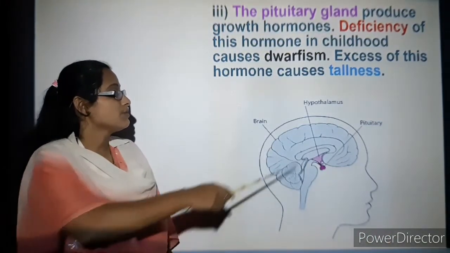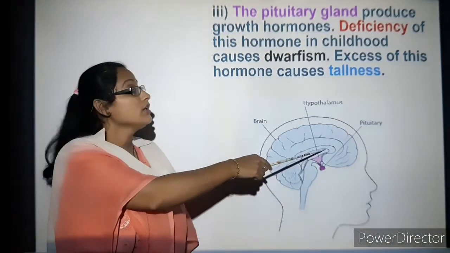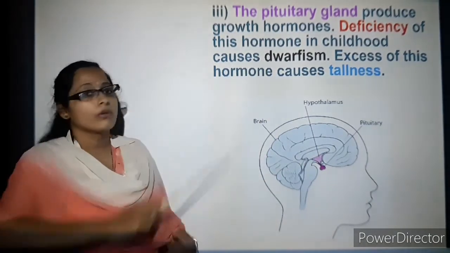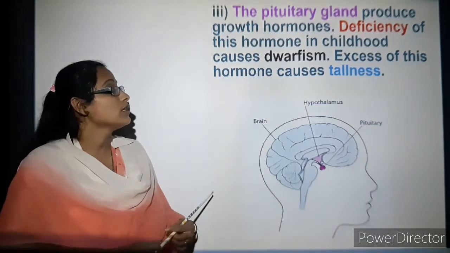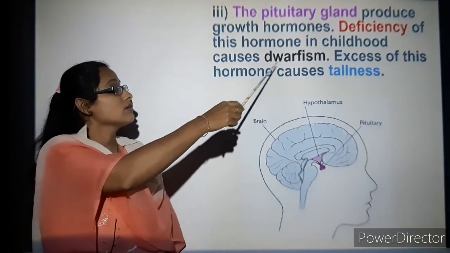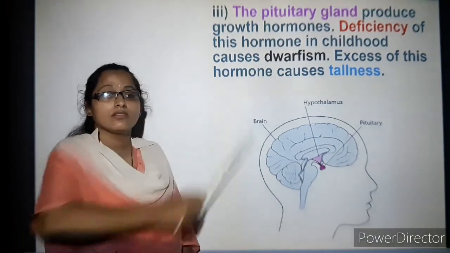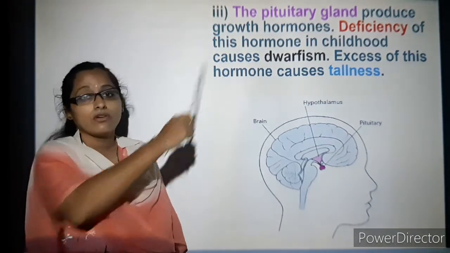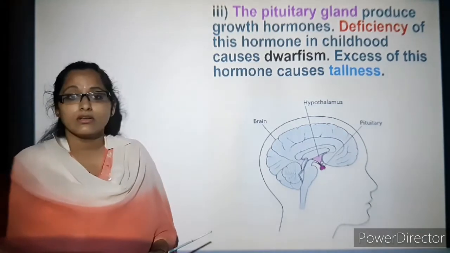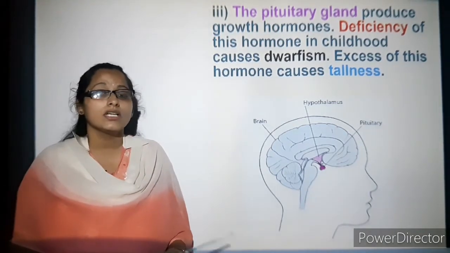So next comes the pituitary gland, which is present in the brain. It produces growth hormones. If there is a deficiency in this hormone, the child develops dwarfism. So there is stunted growth in the child, and if there is an excess of this hormone, there is tallness, known as gigantism.